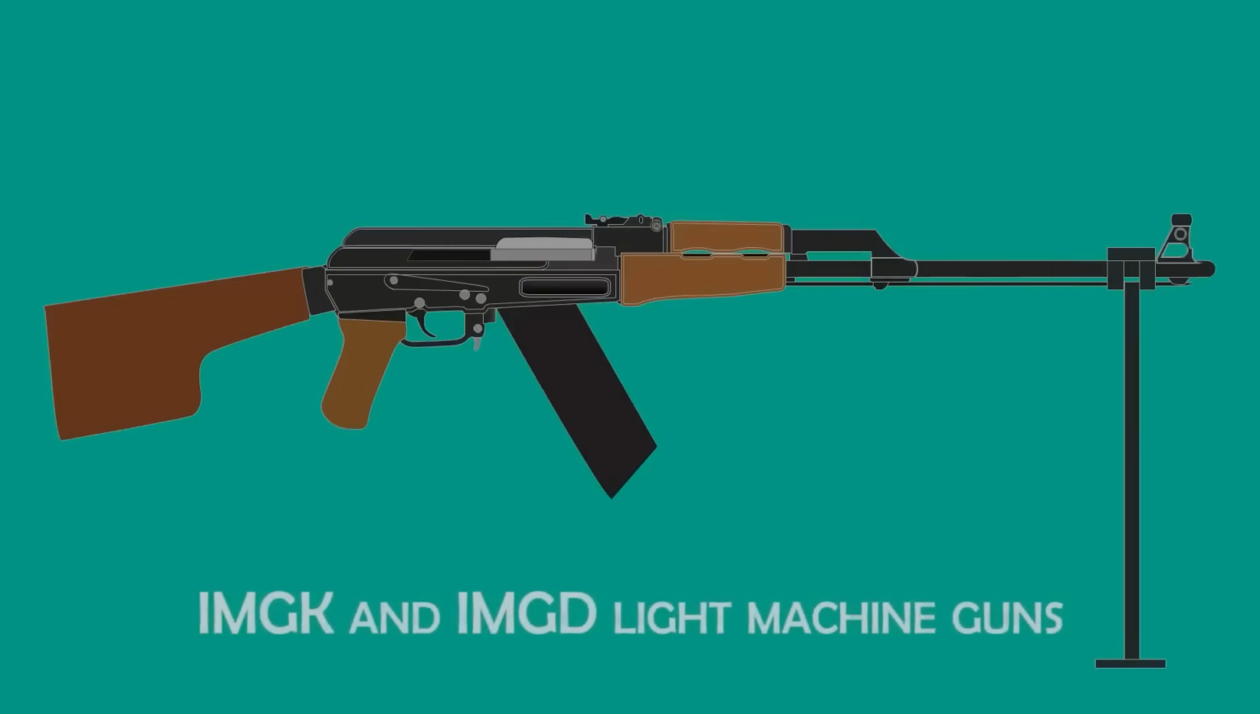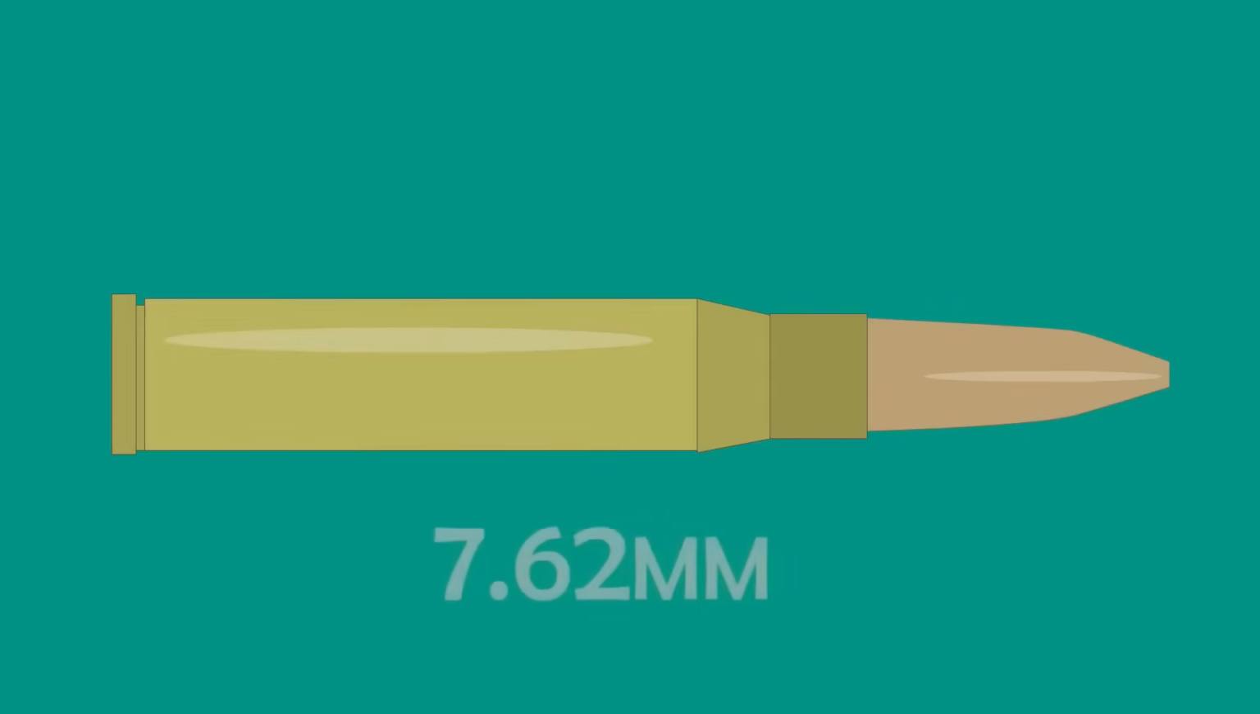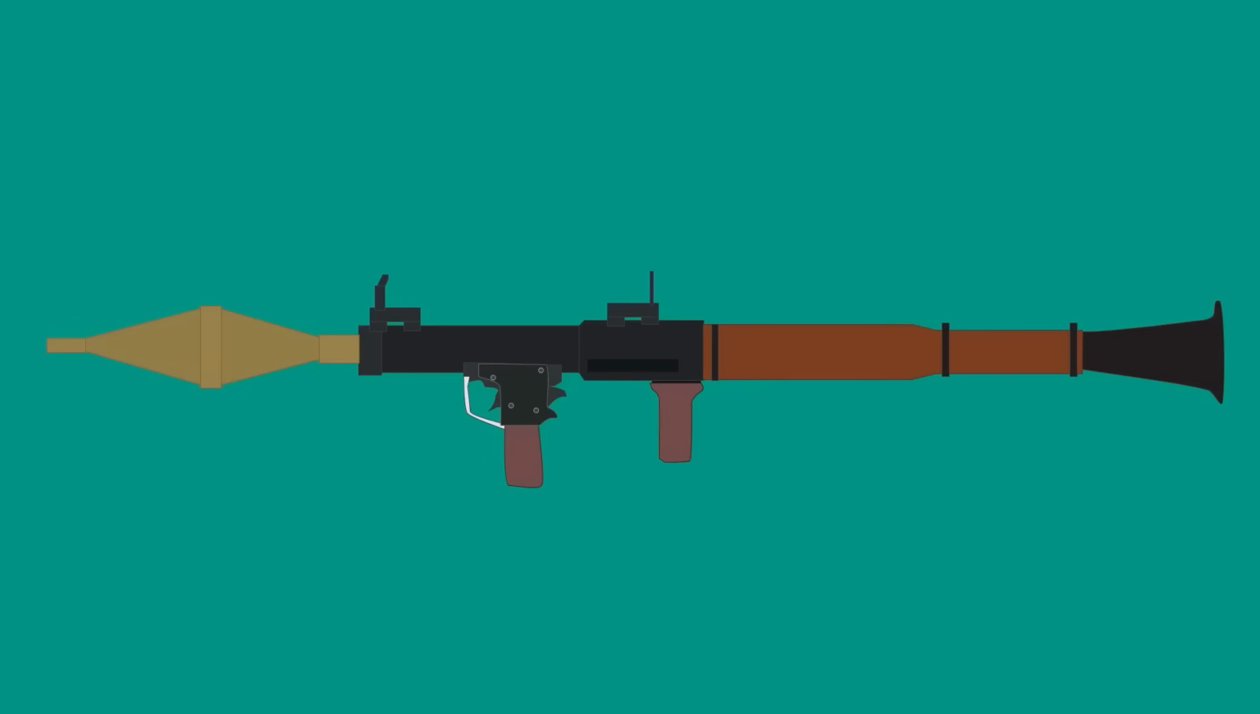There were also IMGK and IMGD light machine guns, which were copies of the Soviet RPK and RPD. All of these weapons were in the standard Soviet caliber 7.62mm. Even though the new caliber of 5.45mm appeared later, border troops continued to use old ammunition. Border troops were also equipped with heavy machine guns and RPGs.